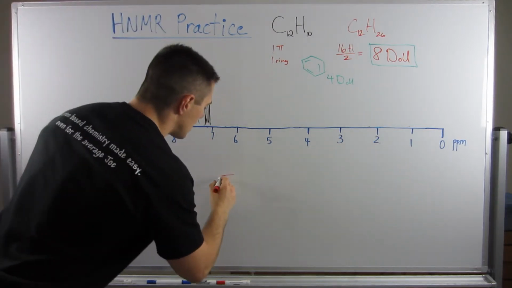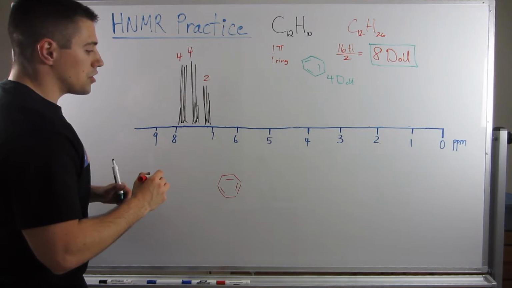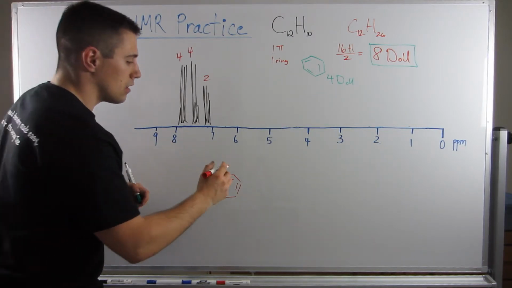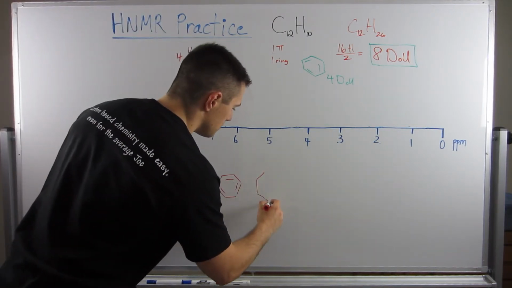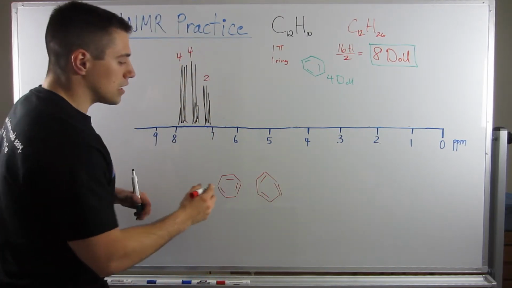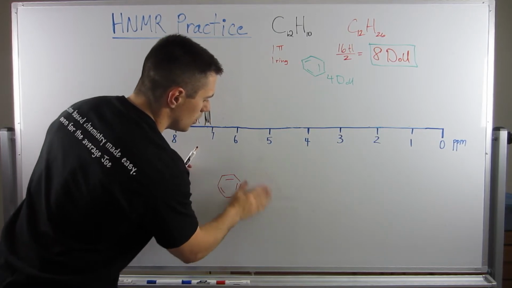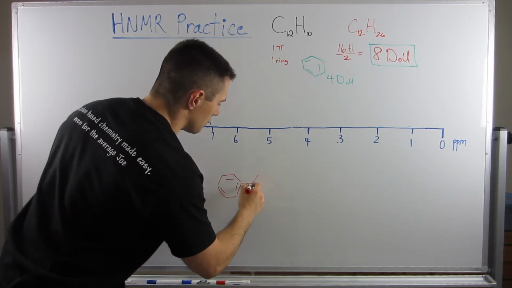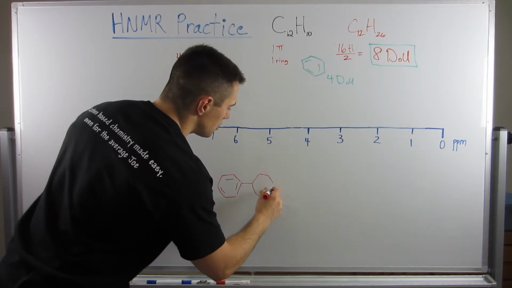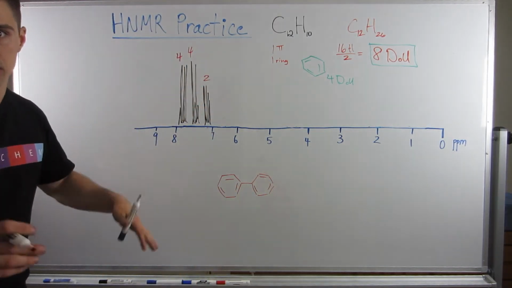Because I need to know that I have a benzene ring. So let me just draw that, right? And I need 2 of them. Let's just say, what if, and actually let me redraw this because I drew it weird. What if I connected them? Because it seems like I shouldn't have any hydrogens that aren't on a benzene ring.